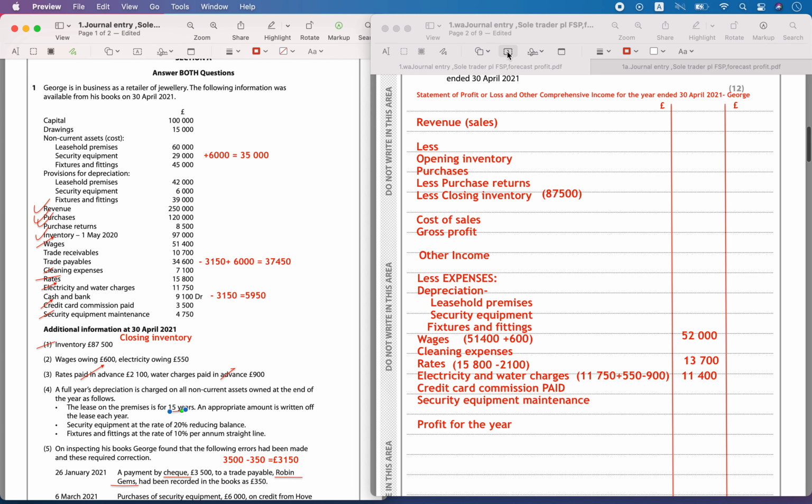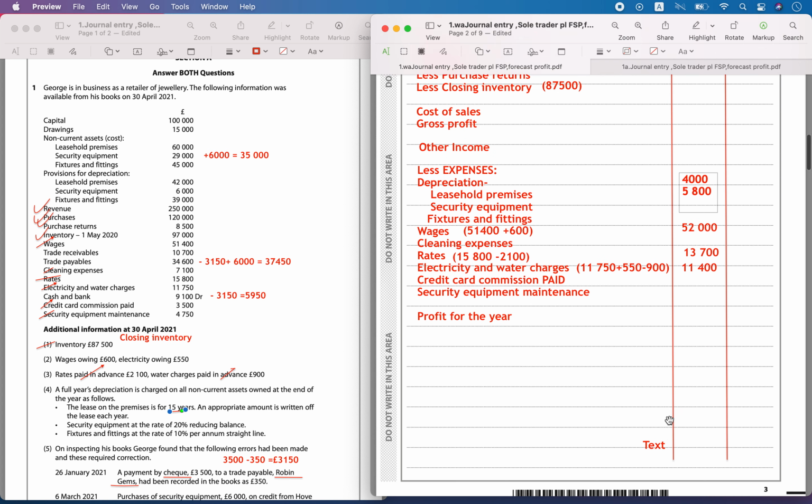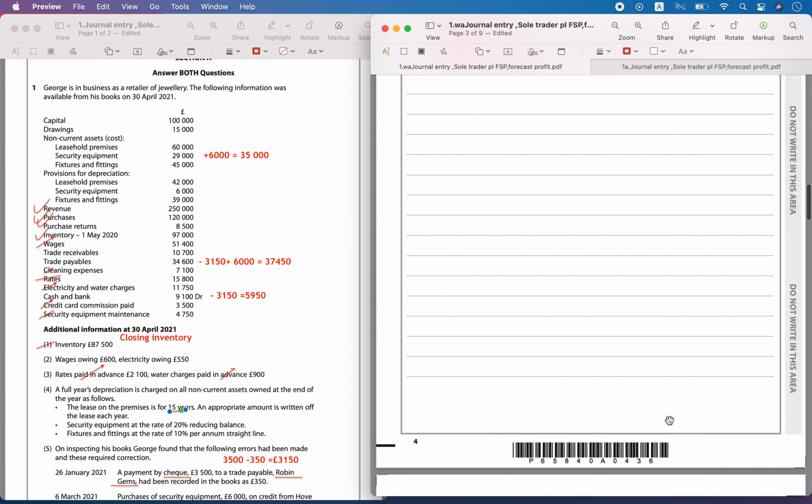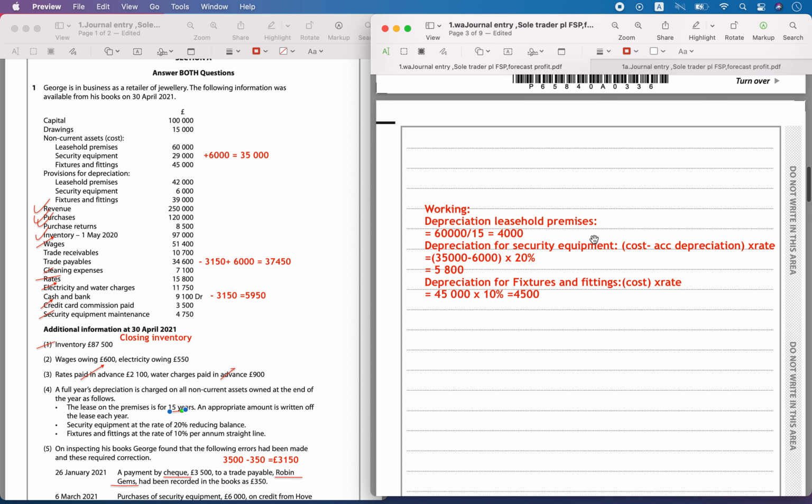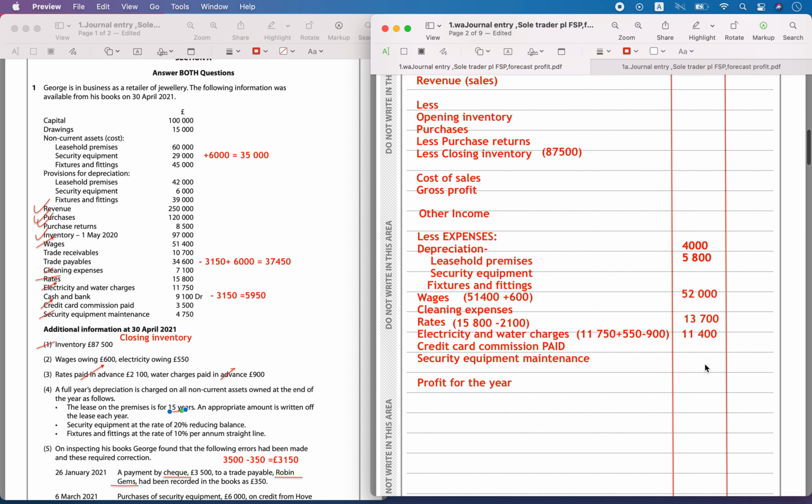Now let's write these values for the depreciation here. The first one is 4,000, and then you have the security equipment, which we had calculated, it is 5,800, and then you have 4,500. So let's add up. These are the depreciation charges we have calculated.